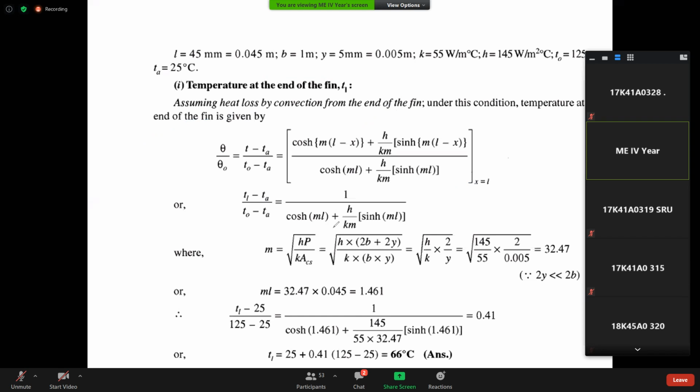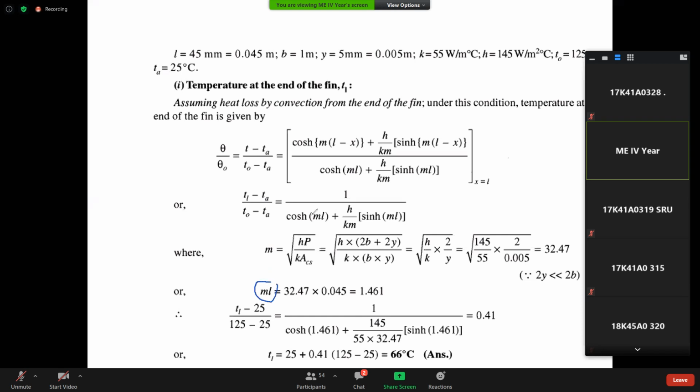Now at x is equal to L, this is the equation at x is equal to L. If you substitute x is equal to L, this will be deduced like this. You can calculate m. He has given unit width. P and A depend on the thickness and width. Width is given as unity, so that you will get the m value like this. Next, you can find out mL.